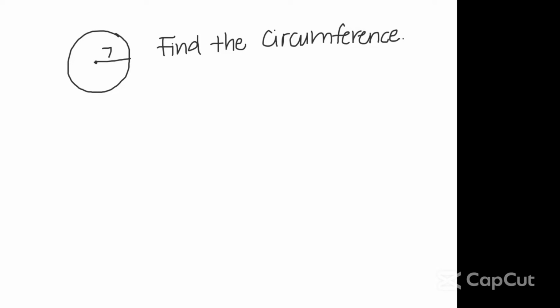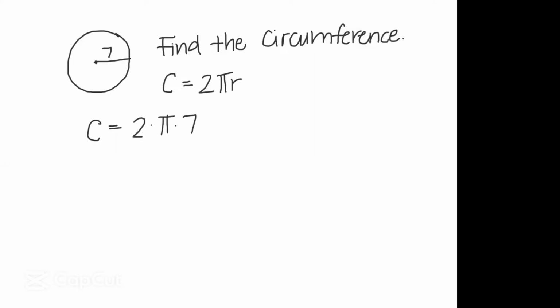All right, let's review it. So remember, circumference equals 2 pi r, right? So circumference equals 2 times pi times 7, which becomes either 14 pi, because 2 times 7 is 14, or 3.14 times 14.